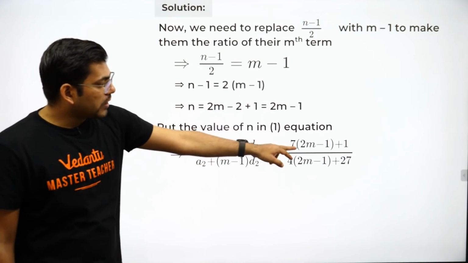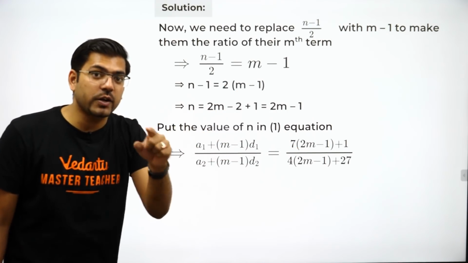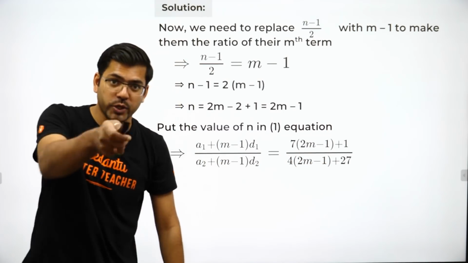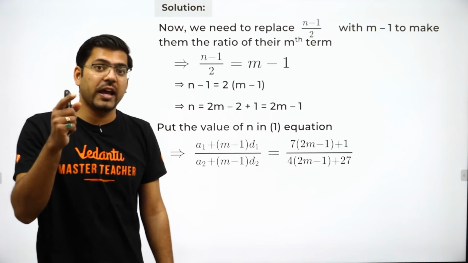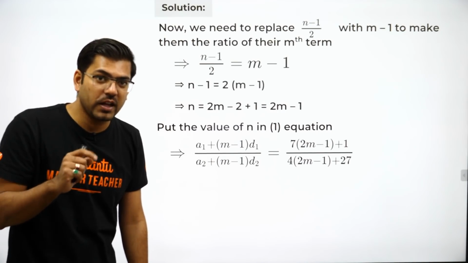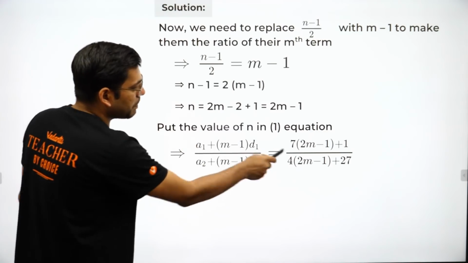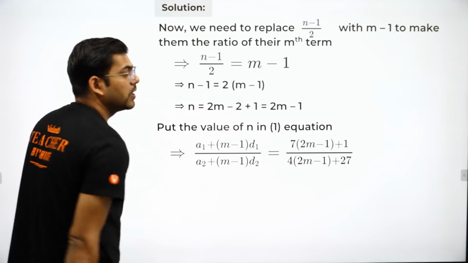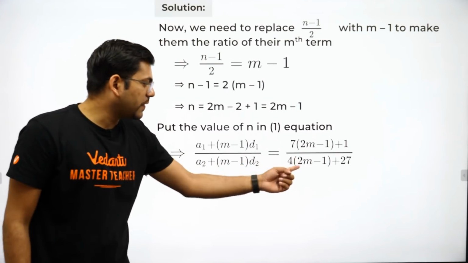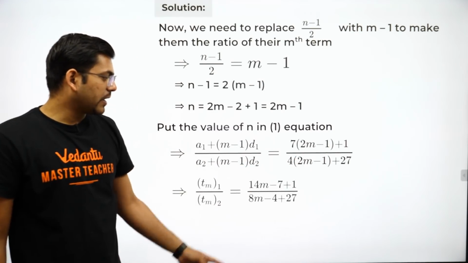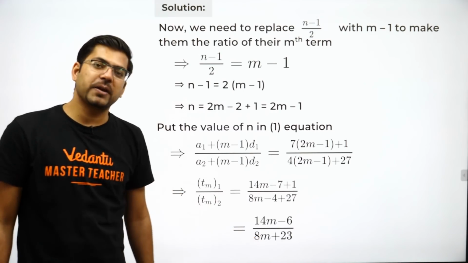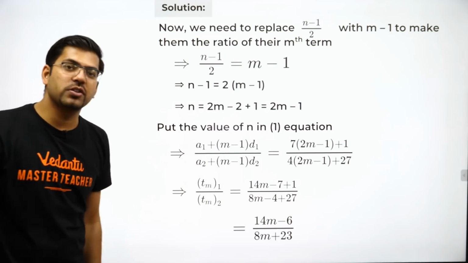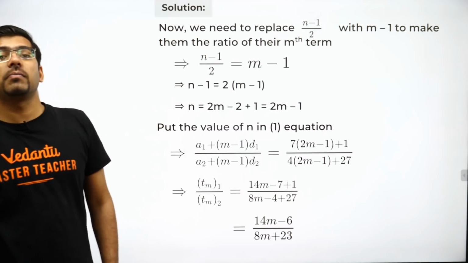Do you remember that in the question it was given that the ratio is (7n plus 1)/(4n plus 27)? In place of that n, I have put this 2m minus 1. So in place of n, I have put this value and then I'll be solving it. I'll be getting the value (4m minus 6)/(8m plus 23). That is nothing but the ratio of the mth term of the first AP upon the second AP. And this is how it will be solved.